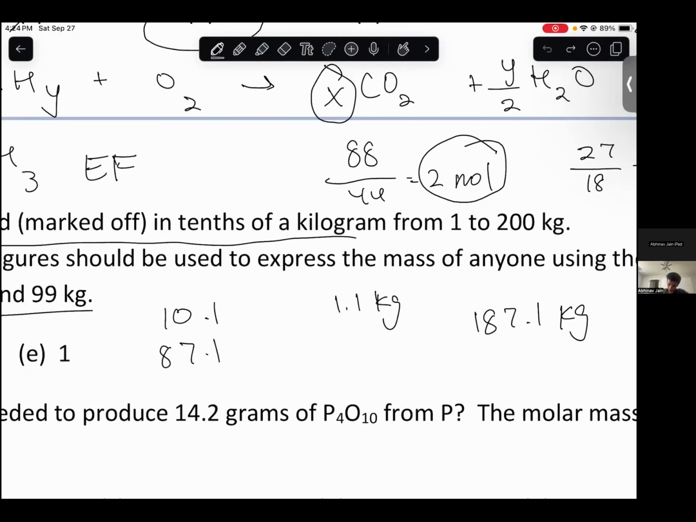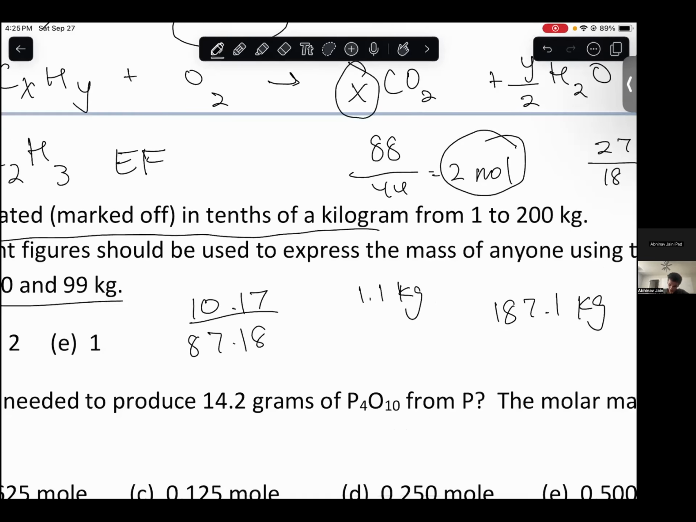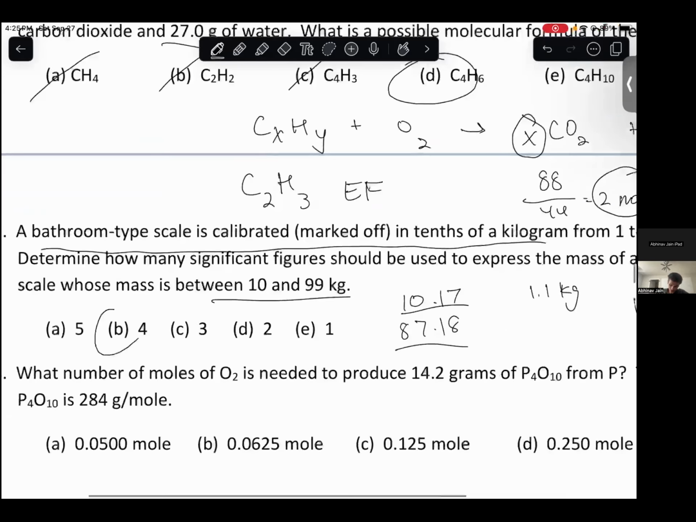So you're going to use one sig fig past the decimal, or past how many you have. So instead of 10.1, it's going to be something like 10.15. It could also be 10.16, and you use that based on your estimation of where the needle is on the scale. So notice how this is going to be 4 sig figs then. So that means the answer is B.